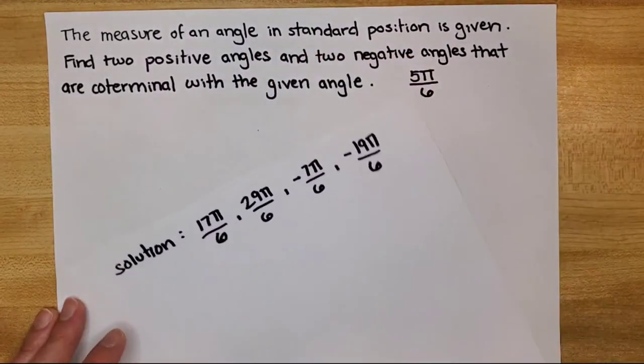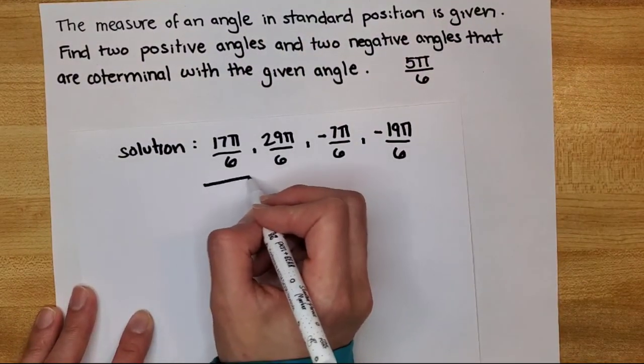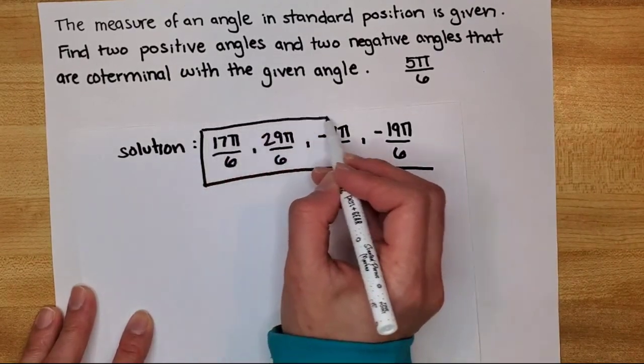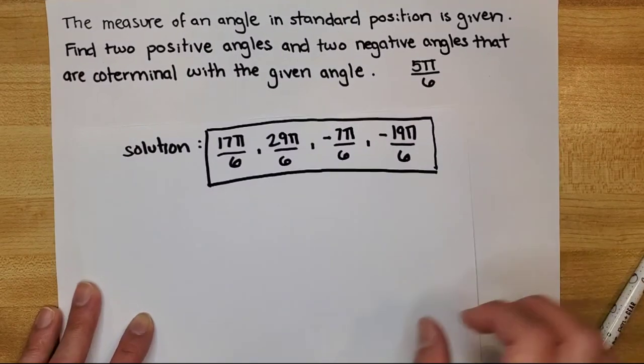That's coterminal. And so our solution for this question is going to be 17 pi over 6, 29 pi over 6, negative 7 pi over 6, and negative 19 pi over 6.